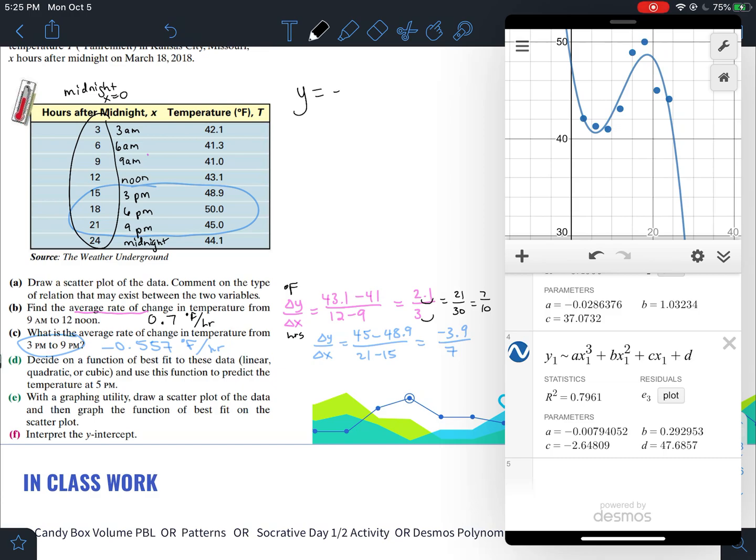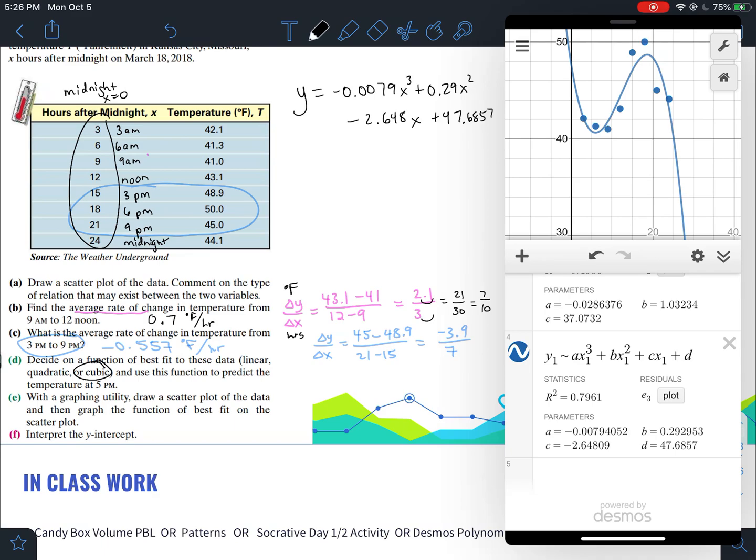So my cubic of best fit will be y equals negative 0.0079 x cubed plus 0.2929 x squared minus 2.648 x plus 47.6857. All right, so that looks to be my cubic of best fit. It looks like a cubic is going to be the best one.